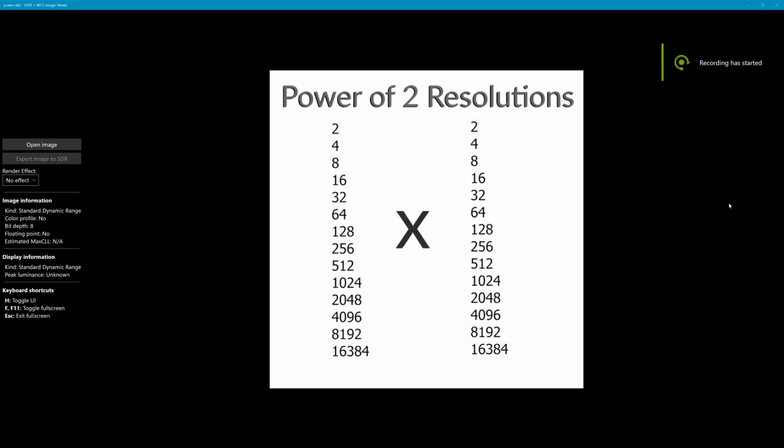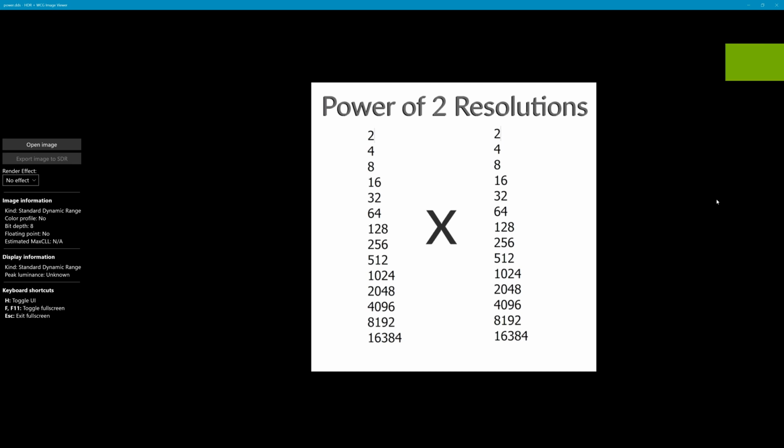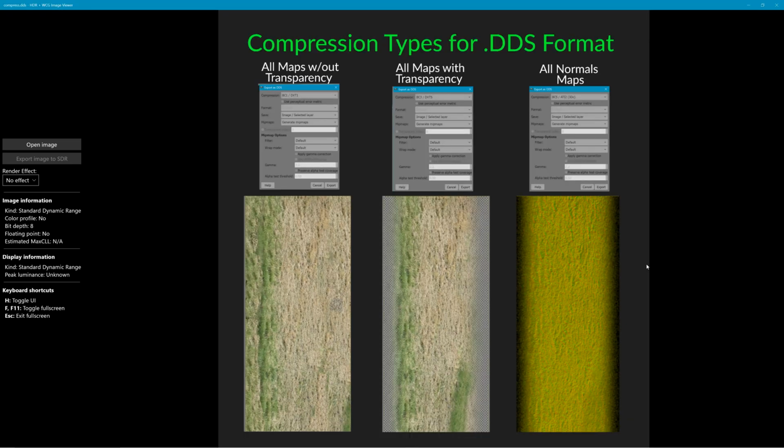Exporting images as DDS format requires power of two resolutions, which is any number by any number in these two columns. Once you have that resolution and you export your file, these are the compression types for the different maps. BC1 for all non-transparency maps, BC3 for maps with transparencies or alpha channels, BC5 for all normals maps. And always generate MIP maps.